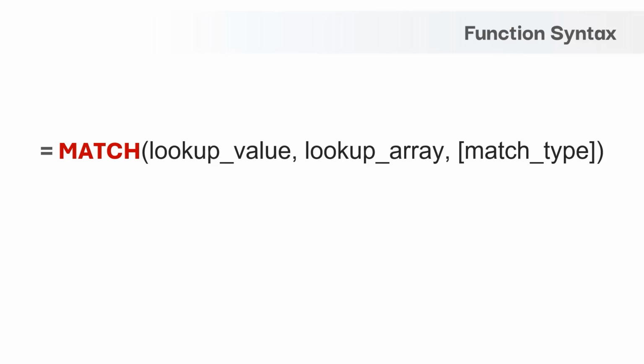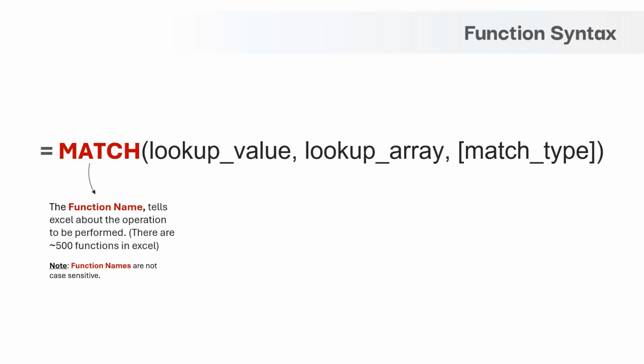The first thing that you notice is the function name. Most of the functions in Excel have been logically named and they will tell the user or Excel about the operation that is going to be performed on the dataset. Excel offers nearly 500 different functions and each function is designed to perform a specific task. One important thing to note here is function names are not case sensitive. Few Excel users prefer to write it in uppercase and few prefer to write it in lowercase. It is an individual choice at the end of the day.